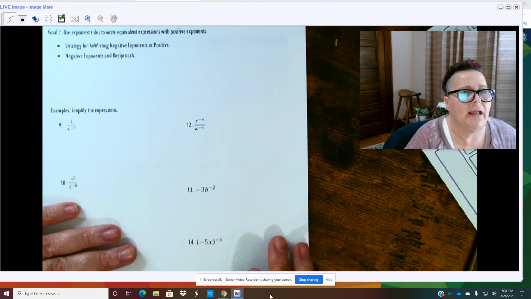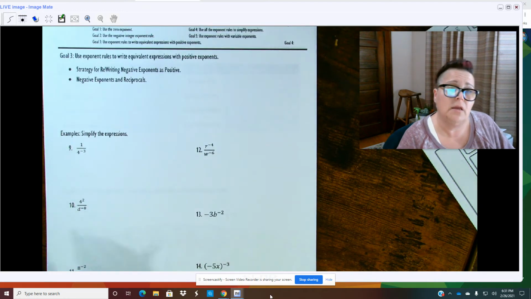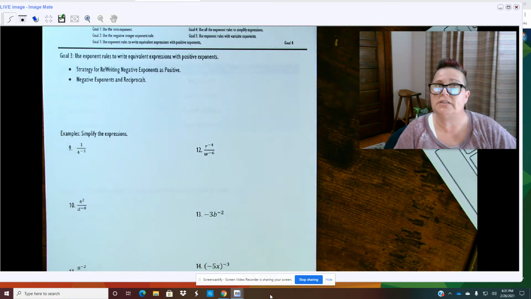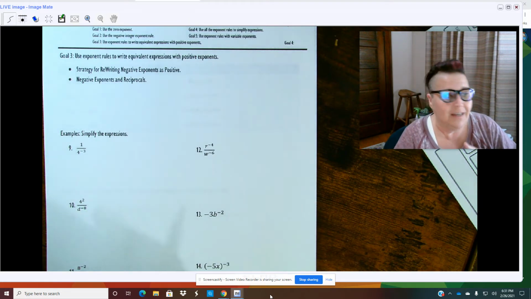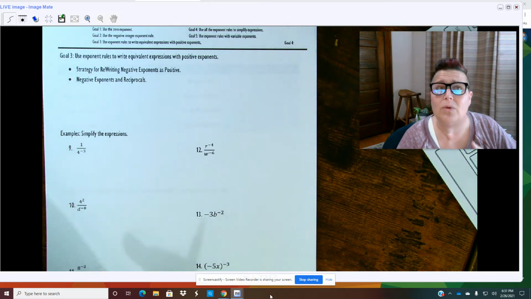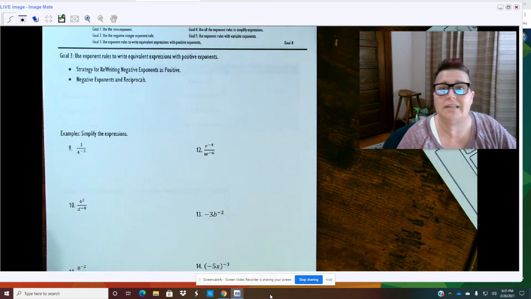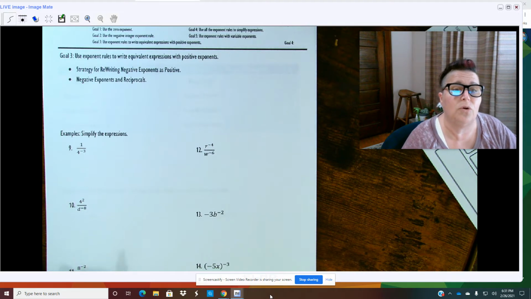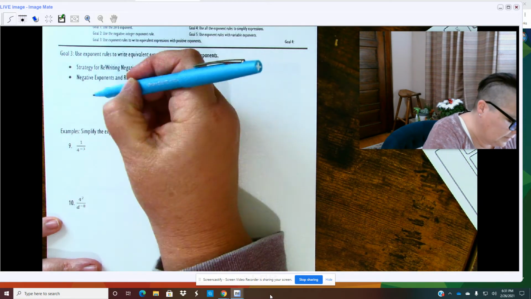Got it. All right, so we are going to look at goal 3, which means we're going to write some equivalent expressions using positive integers. Negative integers occur all the time, but we tend to rewrite them using positive integers. Why? Much like negative numbers or fractions, they're just not nice to work with. So we prefer to work with positive integers. So we're going to look at some strategies for rewriting negative exponents as positives and how that works with the reciprocal. All right? Okay, so here's what basically happens.